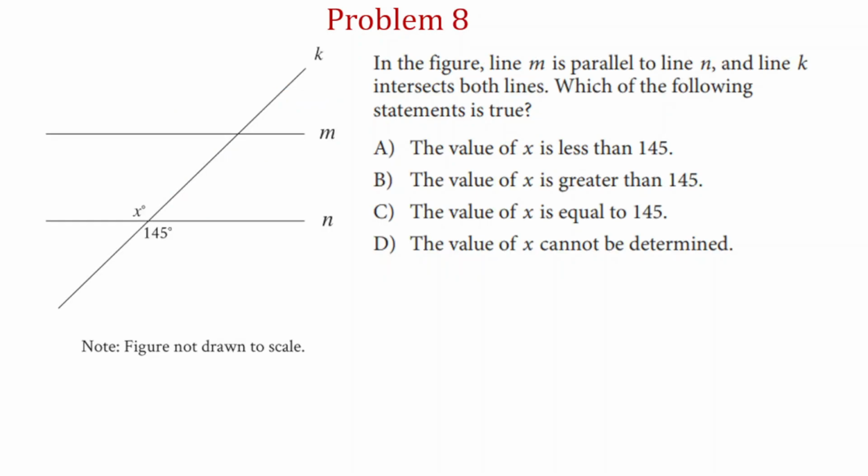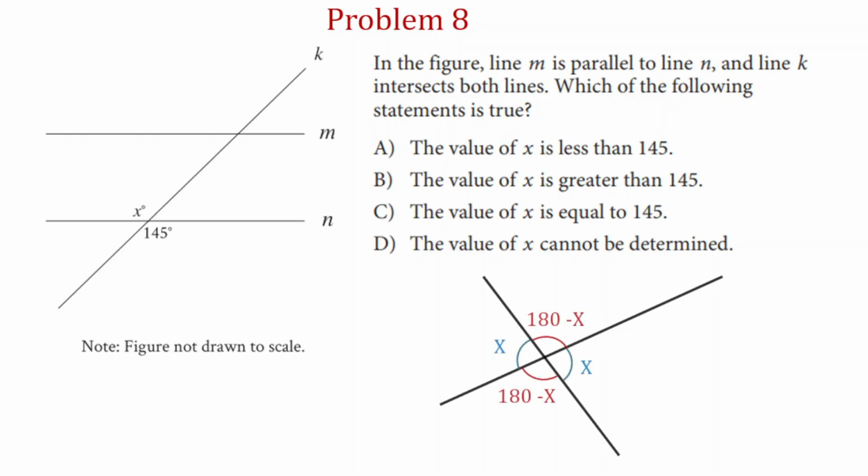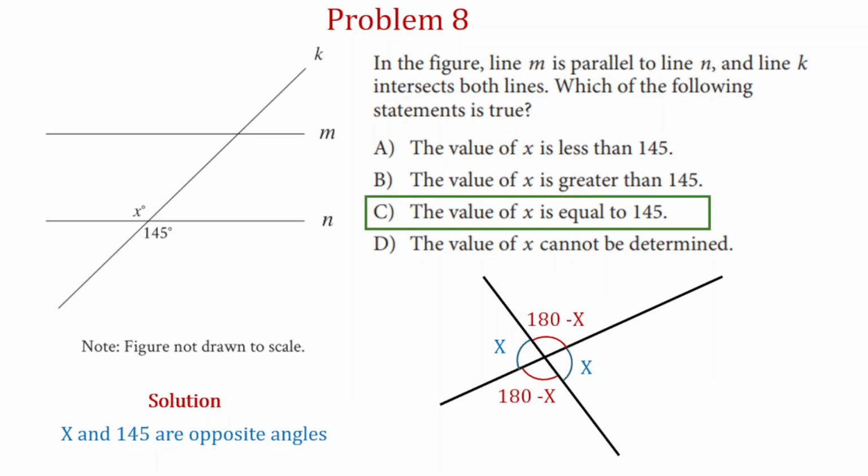Problem 8. In the figure, line M is parallel to line N, and line K intersects both lines. Which of the following statements is true? Remember this fact. When two lines cross, opposite angles are equal, and adjacent angles sum to 180 degrees. Since x and 145 degrees are opposite angles, they are equal, so the value of x is 145 degrees.